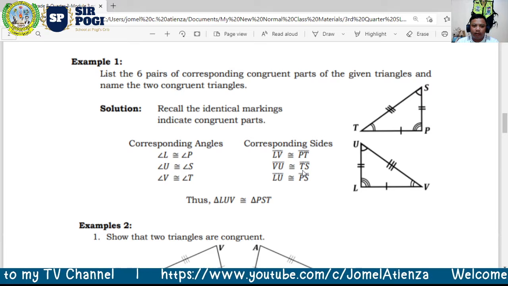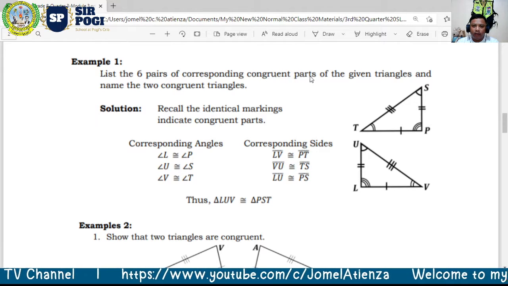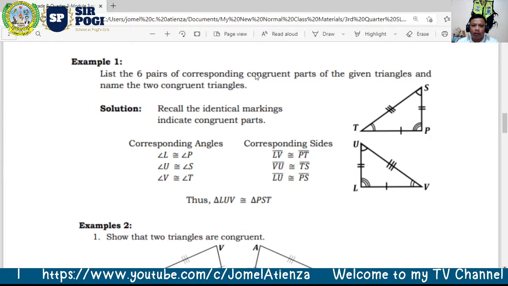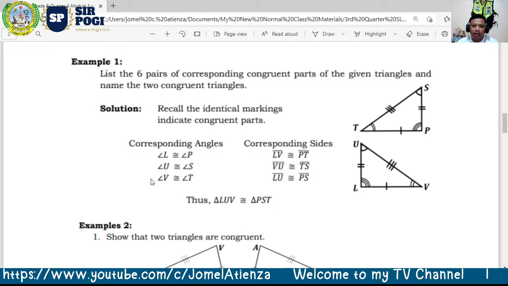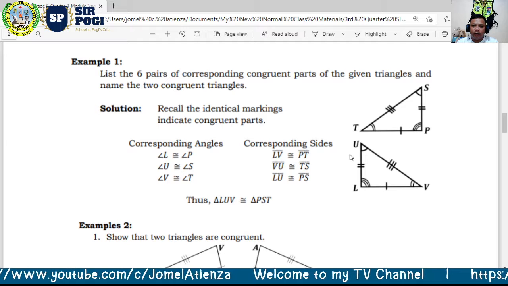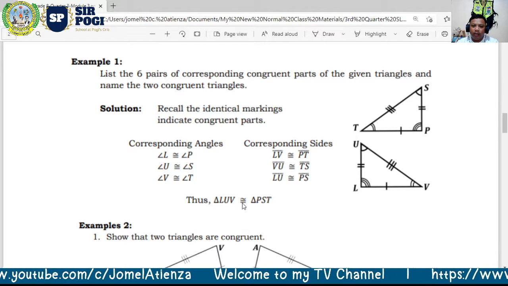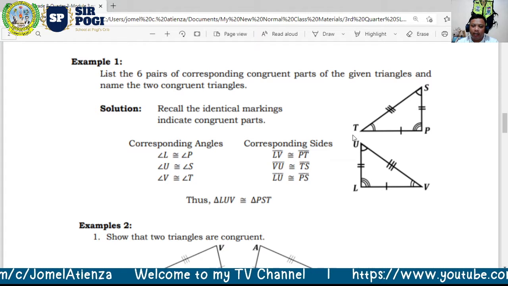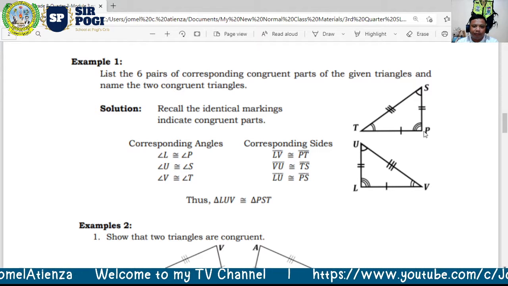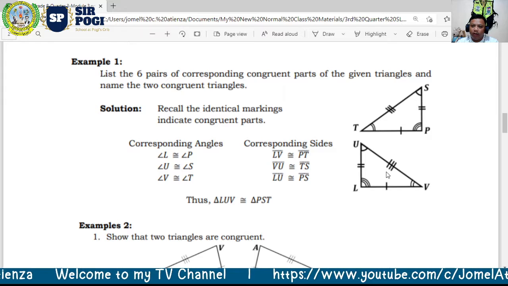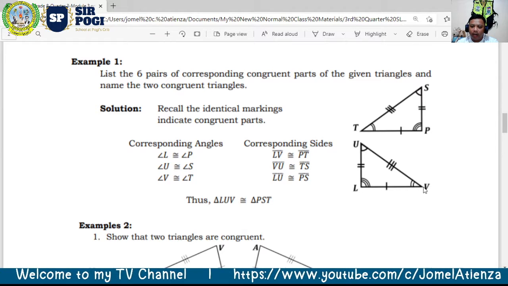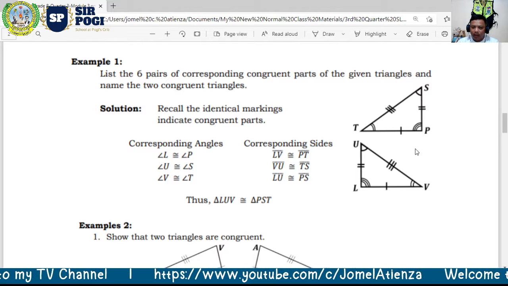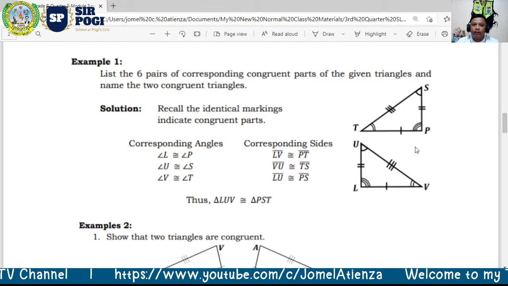Let us have another example. List the 6 pairs of corresponding congruent parts of the given triangles and name the 2 congruent triangles. The 6 pairs of congruent parts are the three pairs of angles and three pairs of sides. Therefore, triangle LUB is congruent to triangle PST. These are our corresponding angles.